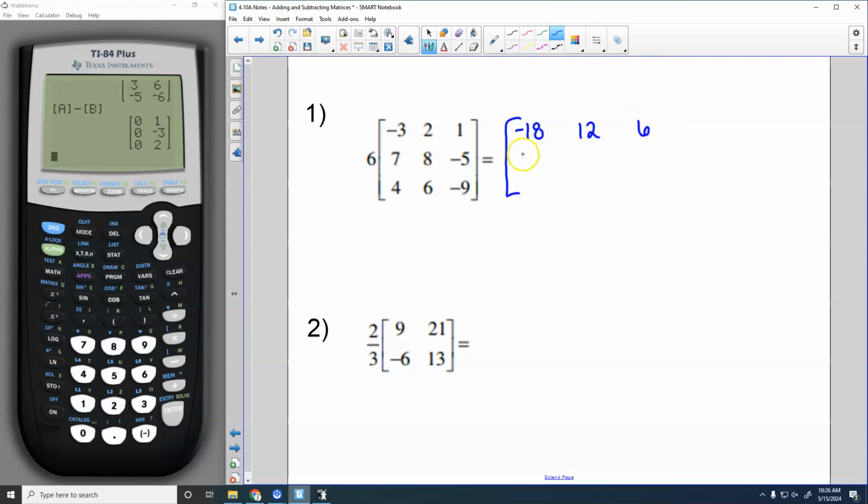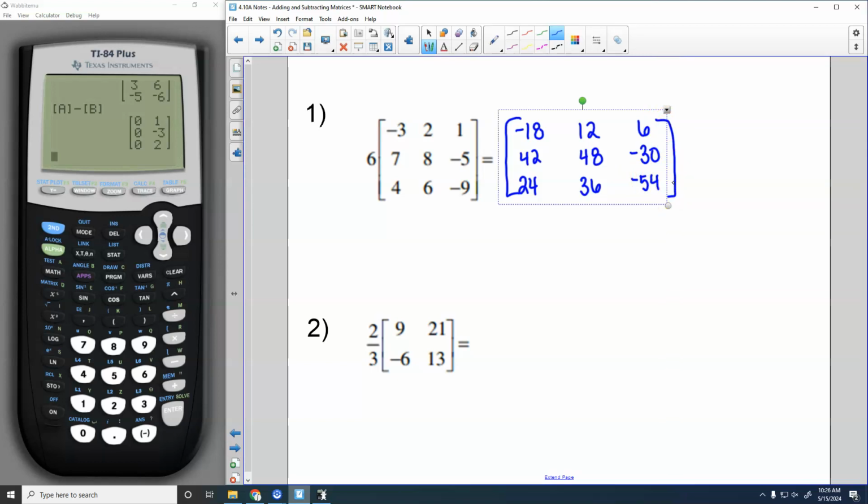You just multiply: 6 times 7 will give you 42. 6 times 8 will be 48. 6 times -5 gives you -30. 6 times 4 is 24. 6 times 6 is 36. And 6 times -9 will give us -54. So just multiply everything that's in there.